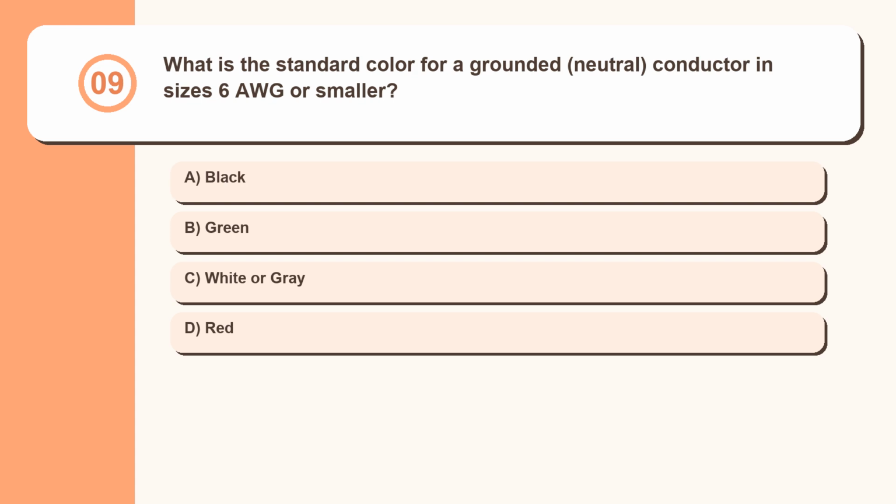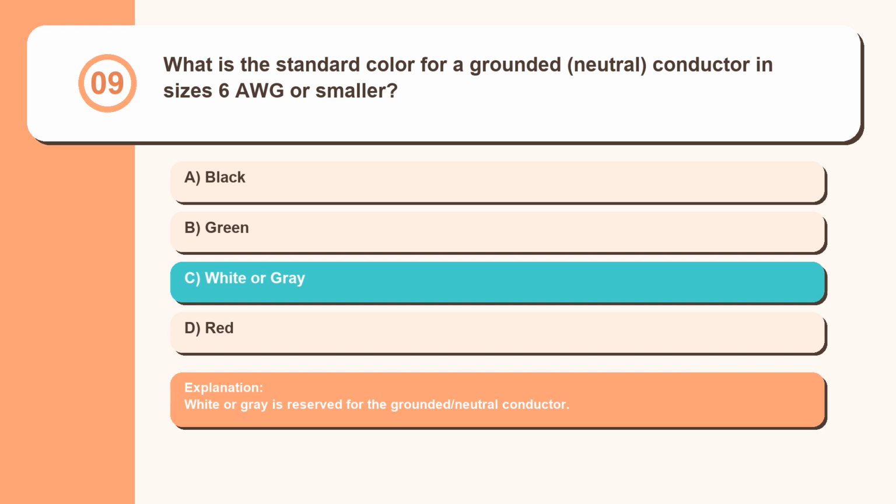Question 9. What is the standard color for a grounded, neutral, conductor in sizes 6 AWG or smaller? Black, green, white or gray, red. White or gray is reserved for the grounded/neutral conductor.